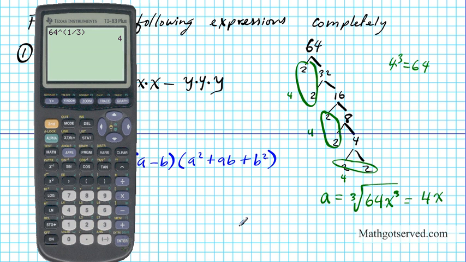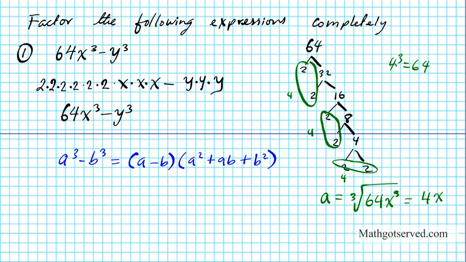So you can see that the cube root of 64 is 4. The cube root of x to the third is x, because the 3 root and the 3 power cancel each other out. Now for the b part, we're going to find the cube root of y to the third. The cube root of y to the third is just y.